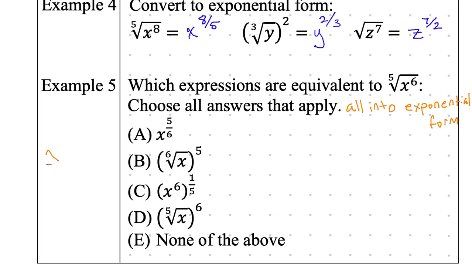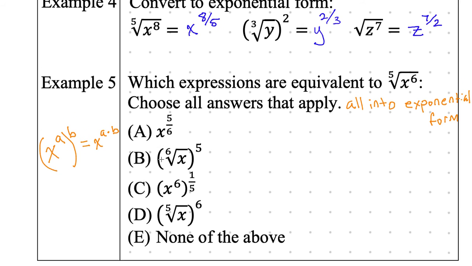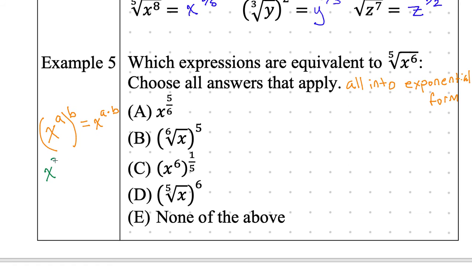If I have some base with some power, so x to the power of a, and I take that to another power, to the power of b, this is equal to x to the power of a times b. So an example of that would be something like x to the power of 3 to the power of 4 is equal to x to the power of 12. When you do a power to the power, you multiply the powers together. And I think that's the only additional rule that's all the way back from Algebra 1 that I need to review for types of problems like example number 5.